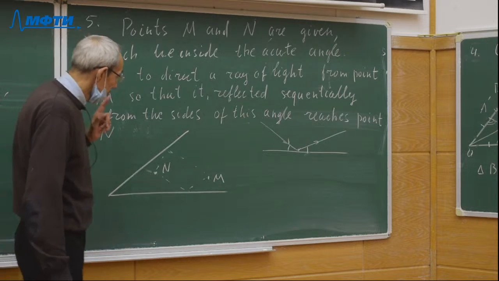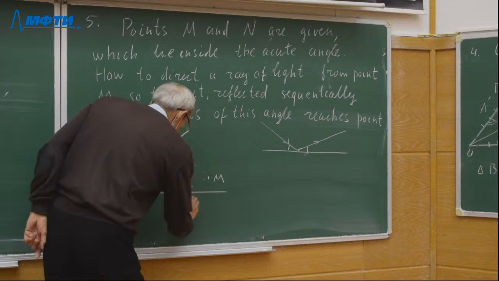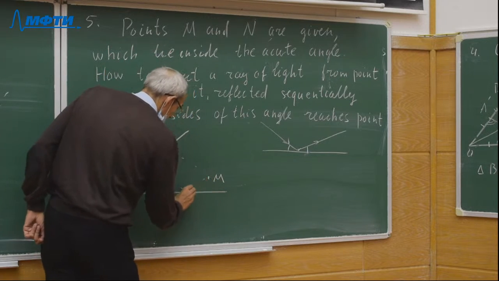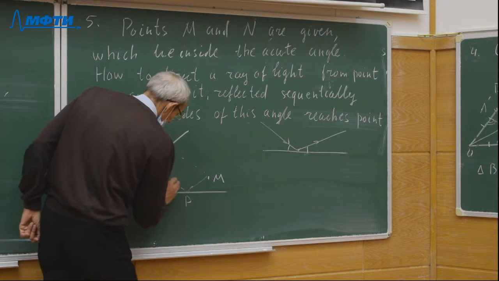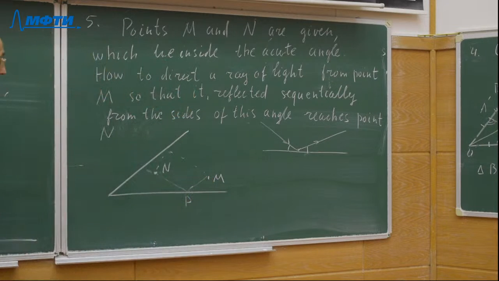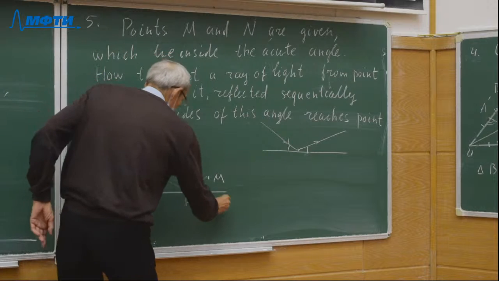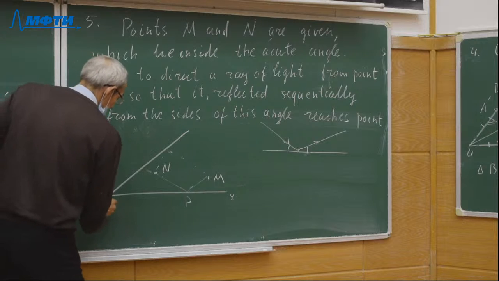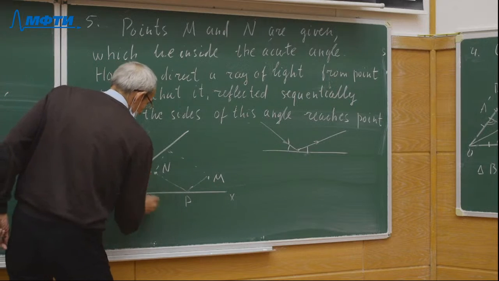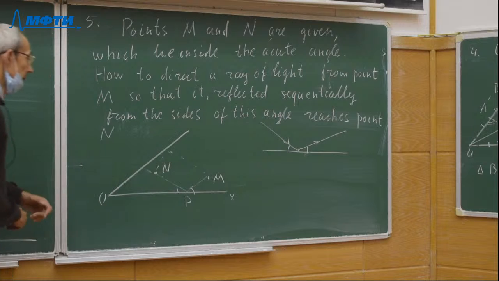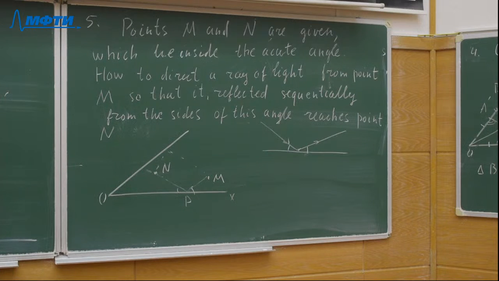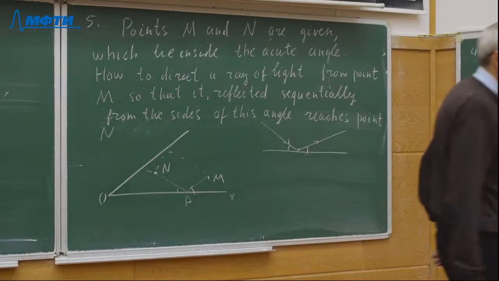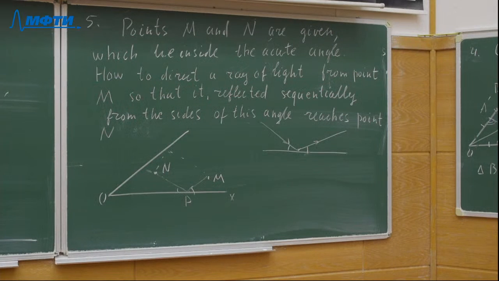We want to choose some point P so that the angle PM is equal, the angle MPX is equal to angle OPM. How to choose this point so that this condition is fulfilled?